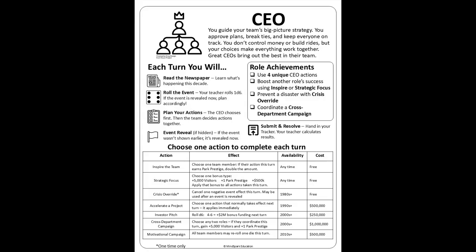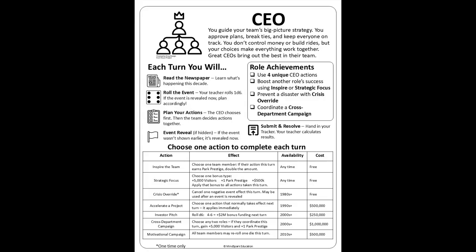For this round, since there isn't a negative event, the CEO is going to inspire the team and choose the marketing director to get the bonus. This should encourage the marketing director to choose an action that will get them a lot of park prestige. After the CEO, everyone else chooses their actions together.